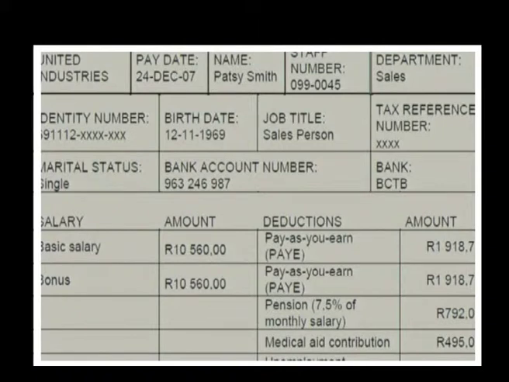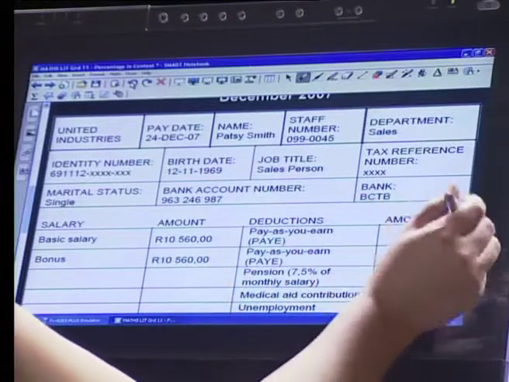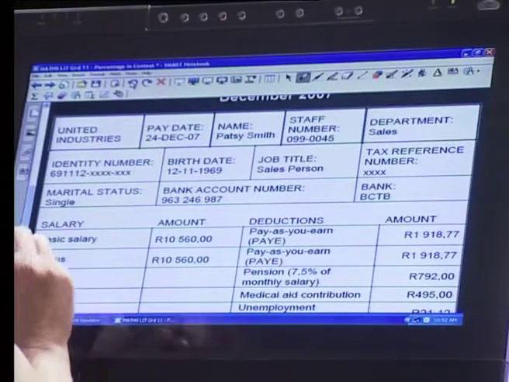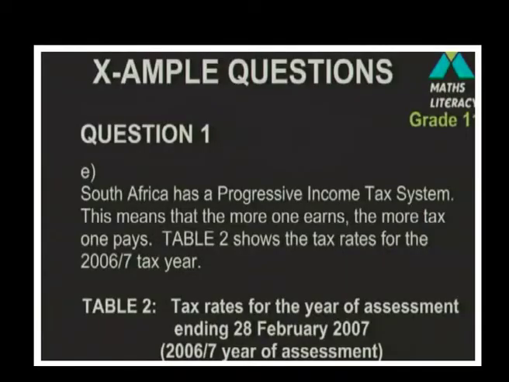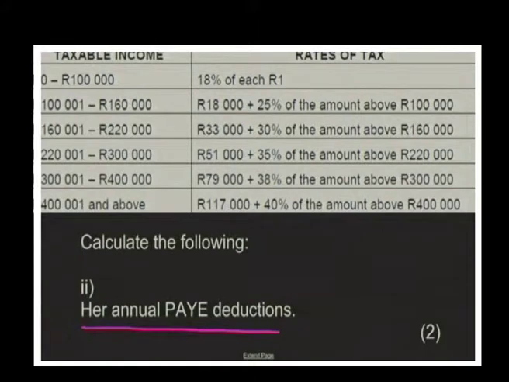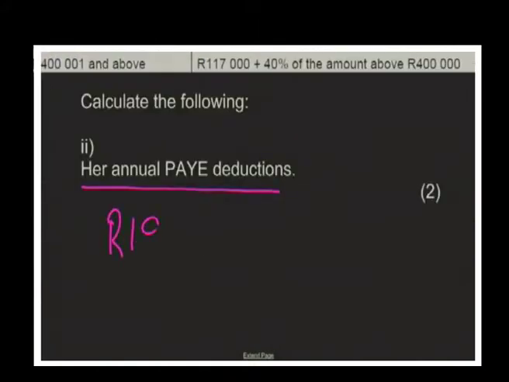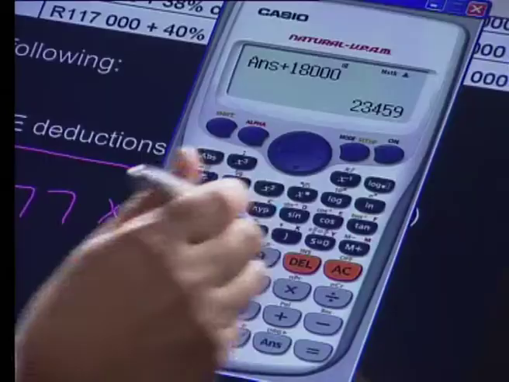Okay. She paid 1,918 Rand and 77 cents on every salary that she earned, plus on her bonus. So we can actually take this number. Let's move forward. So it was 191877. She paid that every month, and she paid it on 13 salary slips, on 13 amounts of money. So we can multiply it by 13.